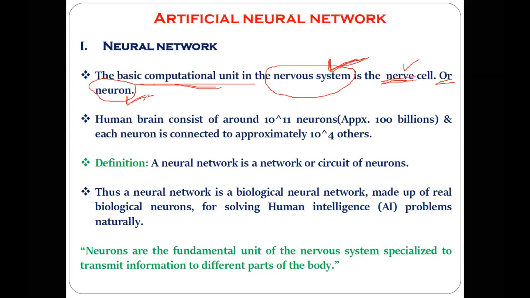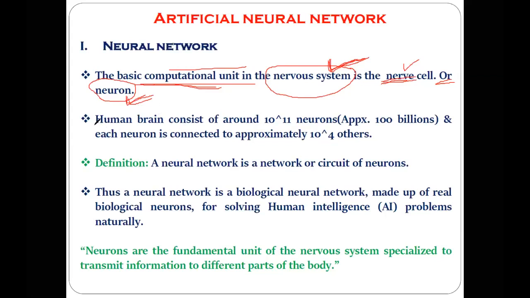Okay, so first we are going to understand the biological neural network, and then we are going to apply the same to the artificial neural network. Understood? In the biological neural network, the main component responsible for computation in the nervous system is referred to as the neurons.